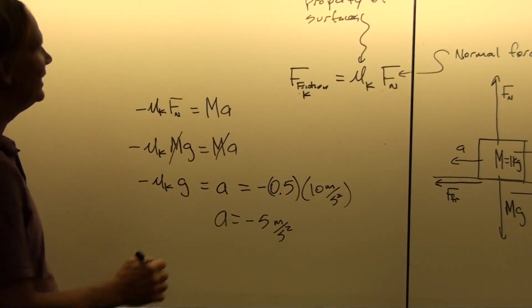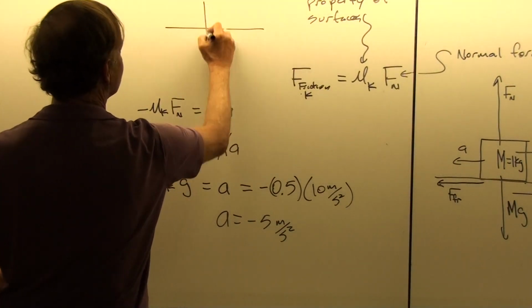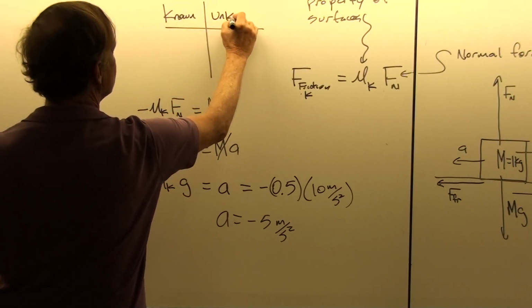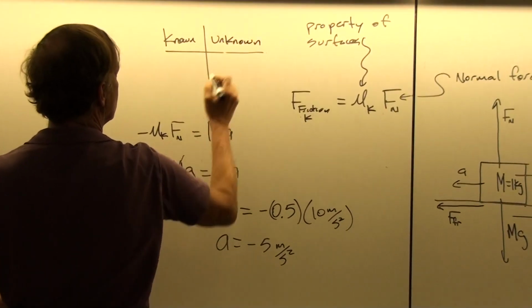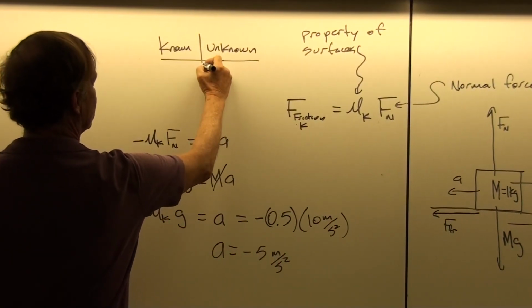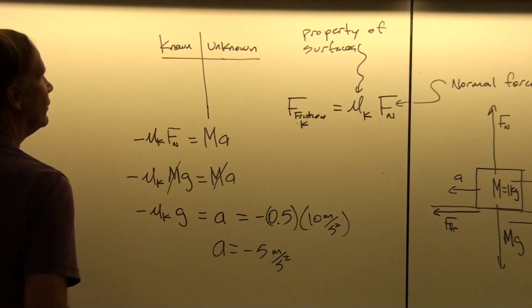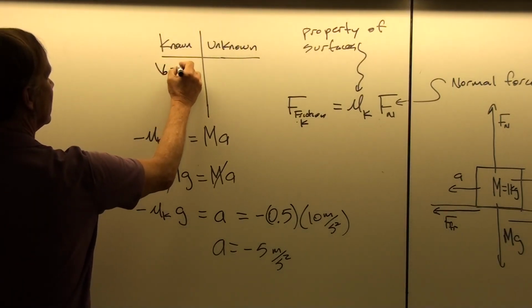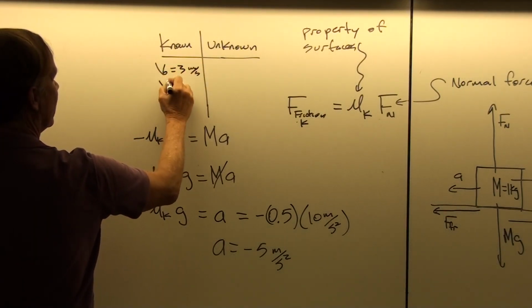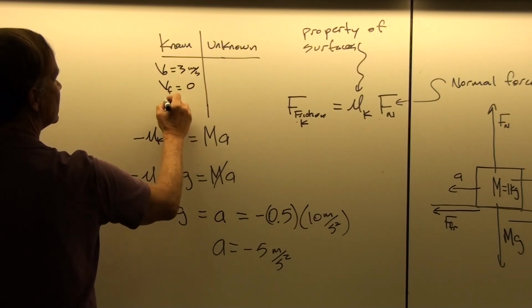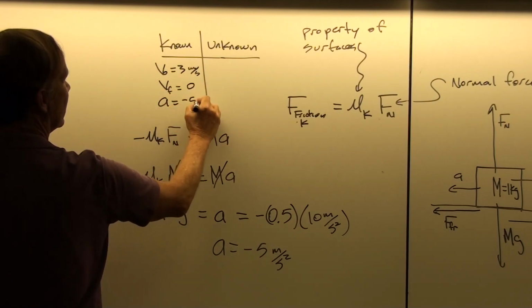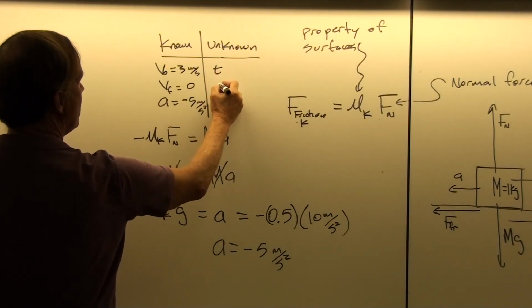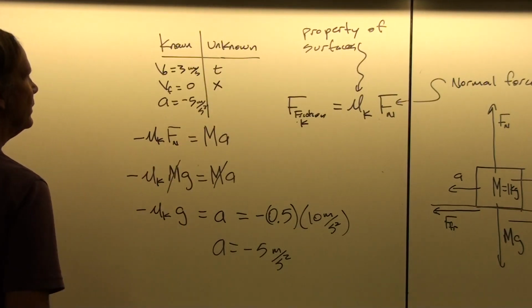Now that we have the acceleration, we can set up a kinematics equation with knowns and unknowns, just like before. I hope you've gotten used to doing this at this point, because everything keeps building on what we've learned before. So here, our initial velocity is 3 meters per second. The final velocity at the point that it stops is 0. And the acceleration is minus 5 meters per second squared. The unknowns are the time of flight and the x displacement.